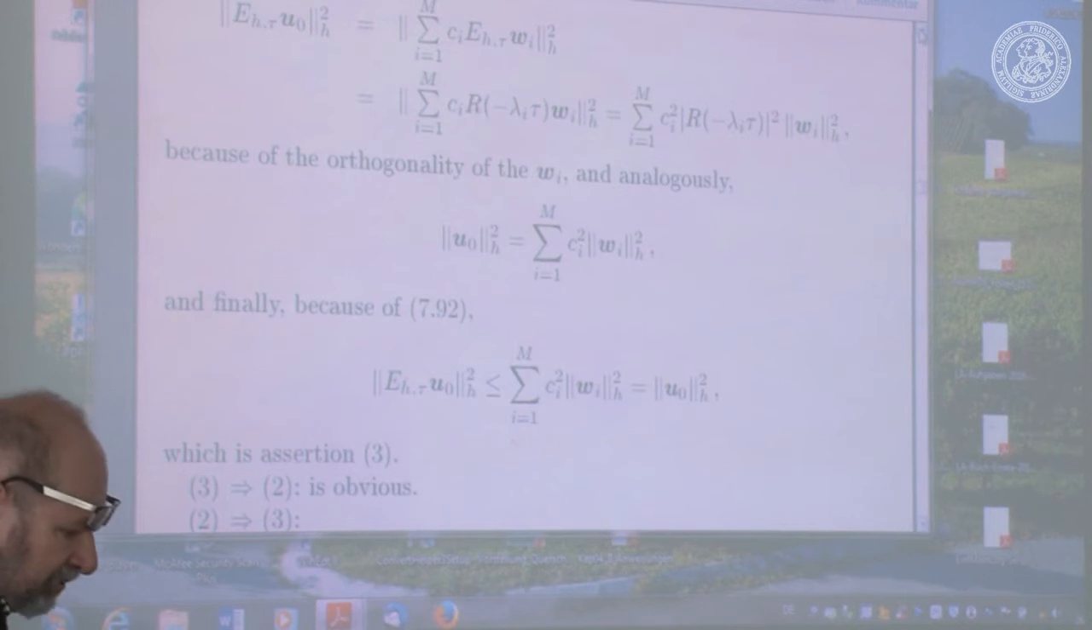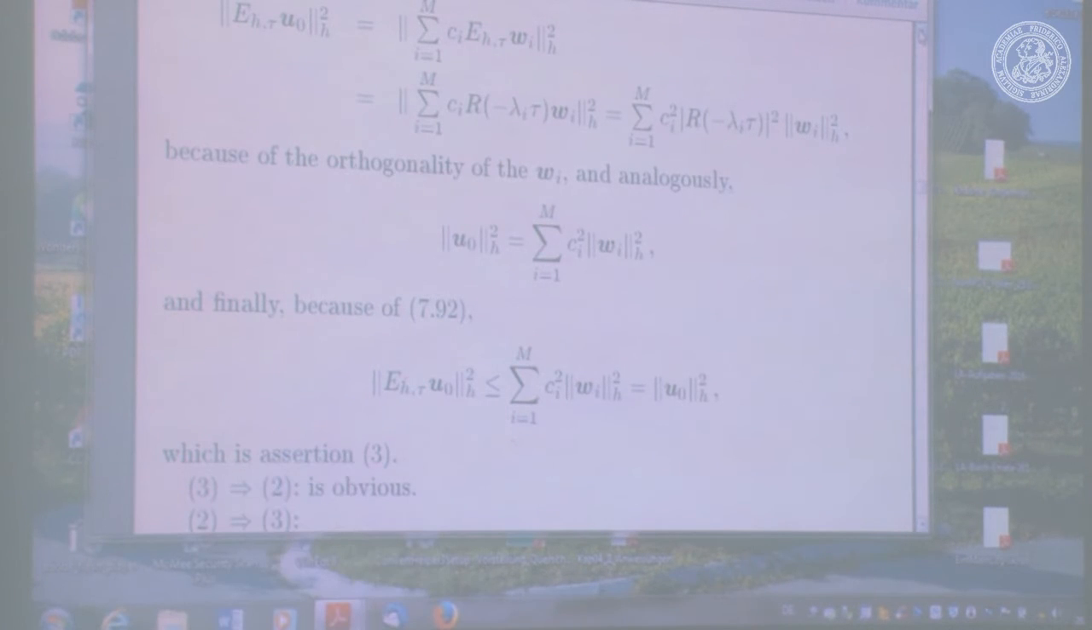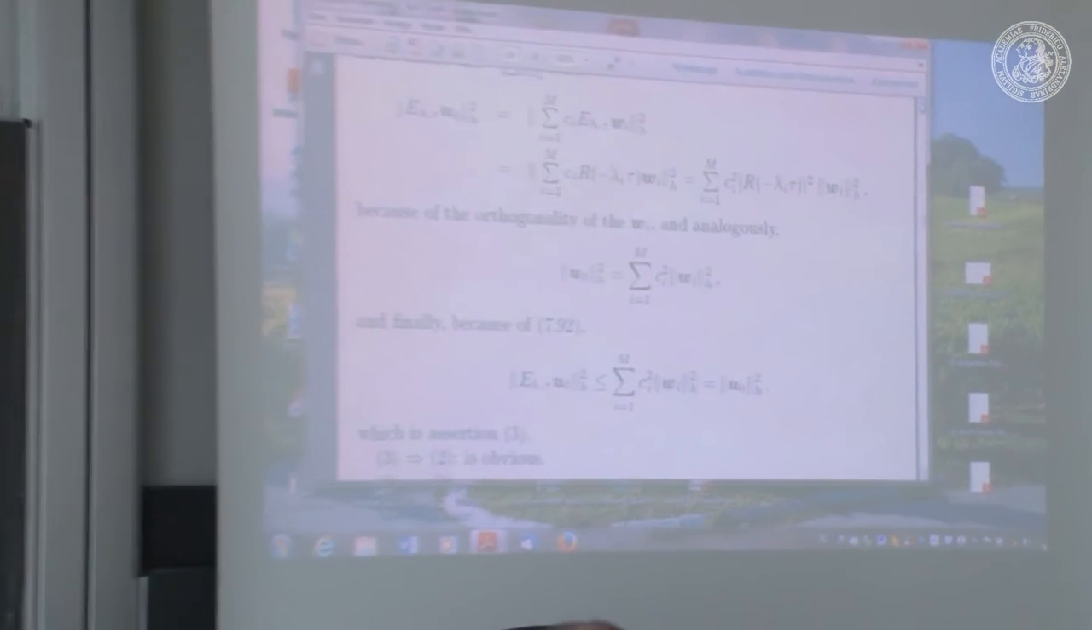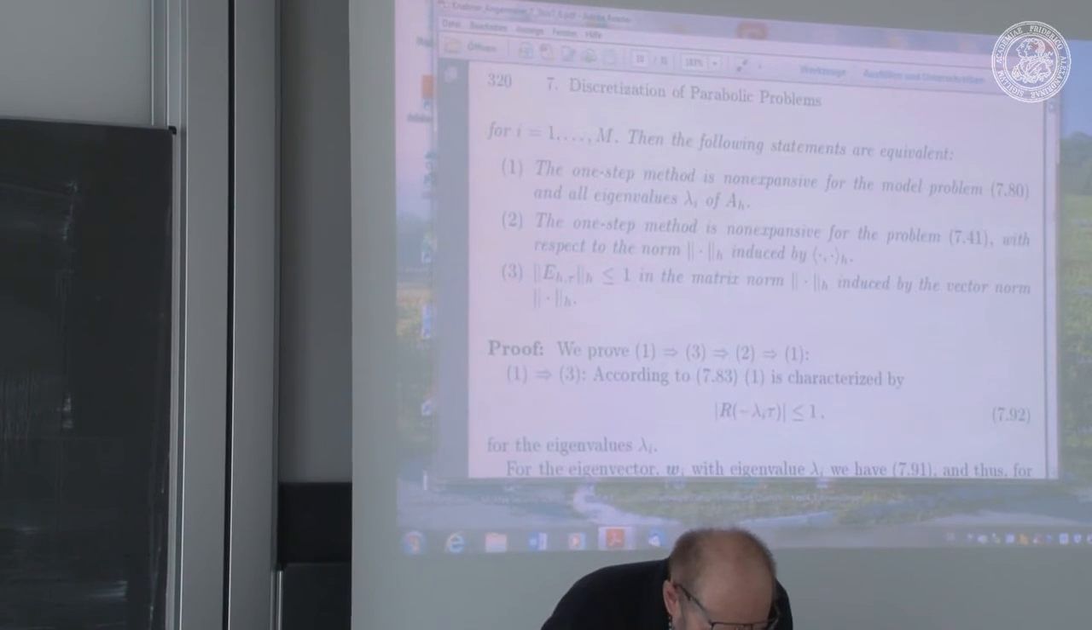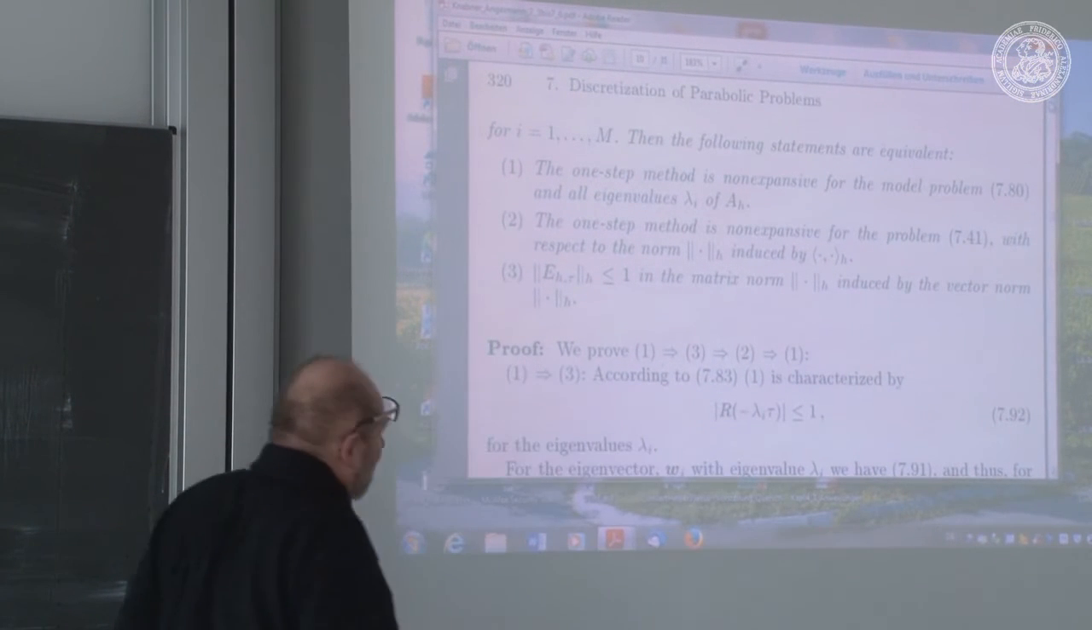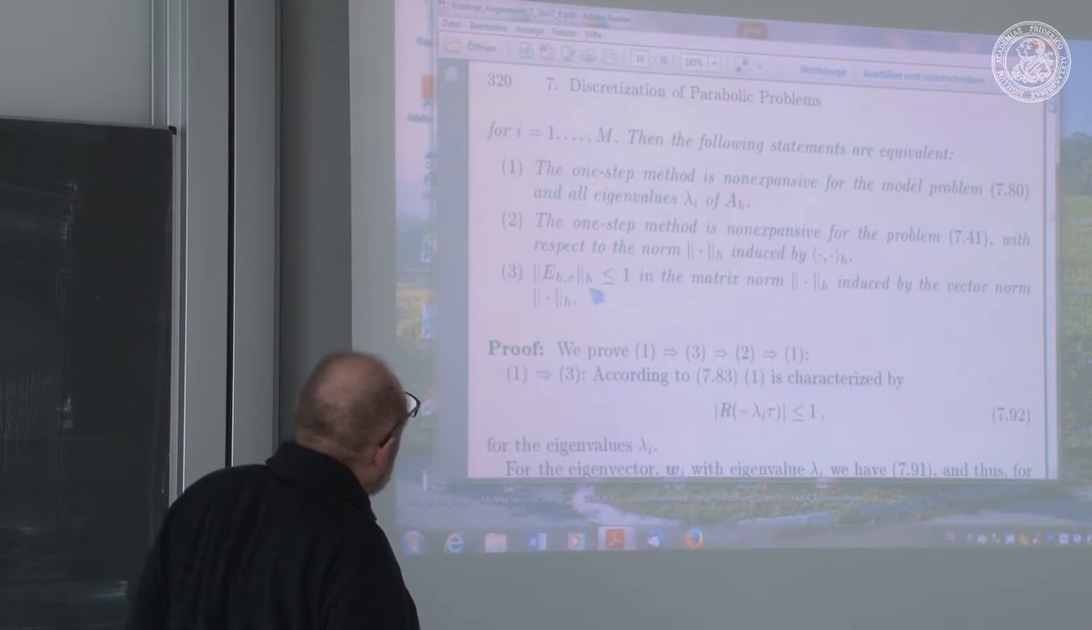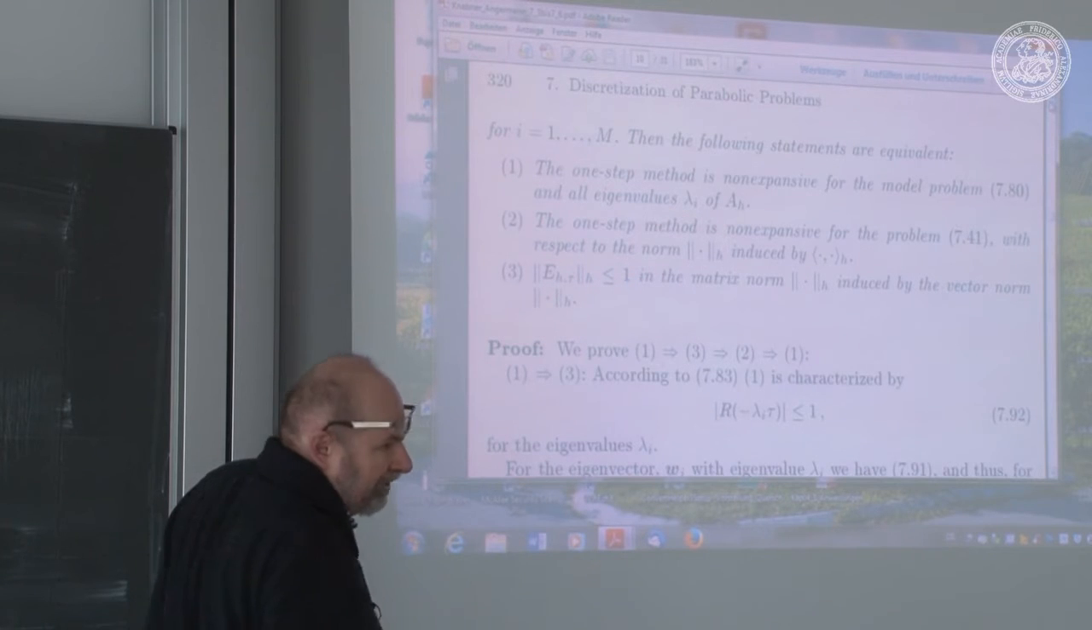Now from 3 to 2. This is obvious. Why is this obvious? From 3 to 2, this is just this argument. If I have a matrix or an operator with this property, then I have non-expansiveness, because this just means I always have, so to speak, my best factor in the stability, and the best factor is at most 1.